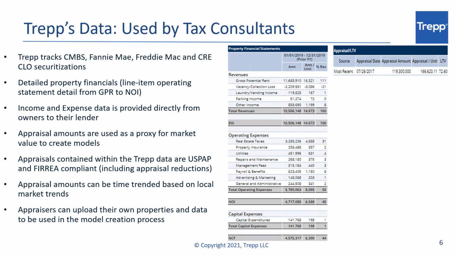So this is a line item operating statement all the way from gross potential rent down to net operating income, and even below the line to include capital expenditures. If it's a multi-tenant facility, such as office, retail, or industrial, where there's leasing commissions, we would also have that in the data set as well. So this income and expense data comes directly from the owners or the borrowers. They provide that to the lender, and the lender sends it to Trepp.